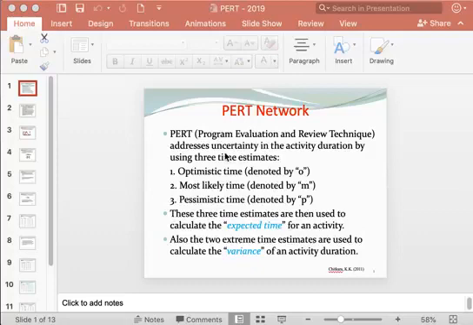The calculation of activity duration for a CPM network is called deterministic time estimation, whereas for PERT, the calculation of activity duration is called probabilistic estimation.